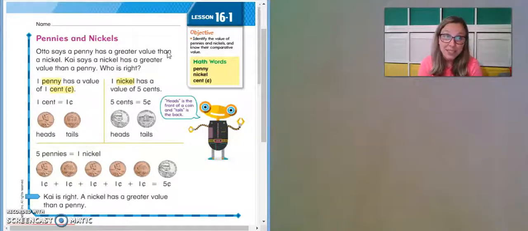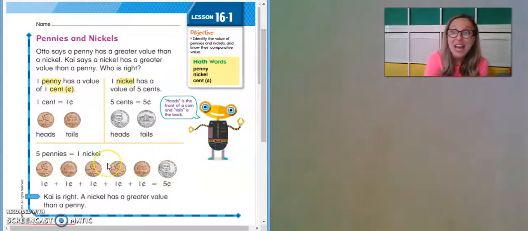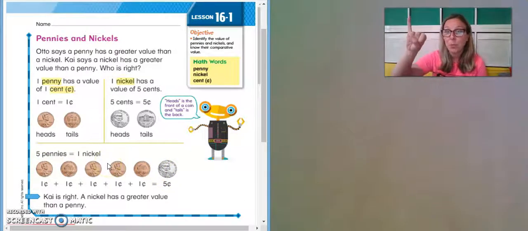So who is right? Well, a penny has a value of 1 cent. Okay, so anytime you have a penny, which looks like this, the copper coin, it is worth 1 cent. Our nickels, which are a little bit bigger than the pennies, and they are silver, and they look like this, the nickel has a value of 5 cents. So in order to have our pennies be the same amount as our nickels, we would need 5 pennies because a penny is worth 1. So we would need 1, 2, 3, 4, 5 pennies to get 5 cents.